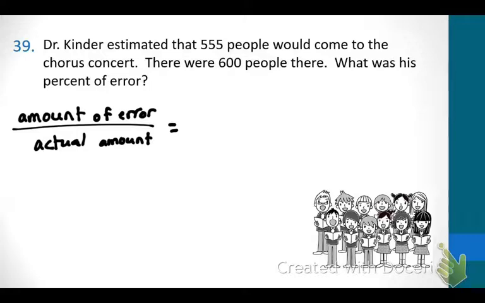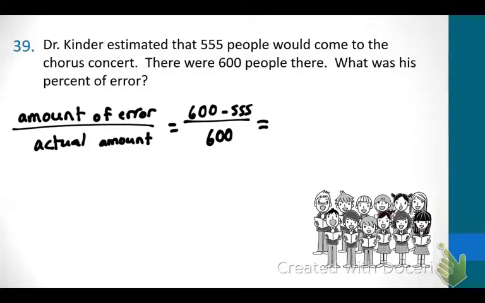We minus it. Very good. Okay, so we're going to take the bigger number, 600, and subtract the 555. Shania, how many people were actually there? What was the actual amount? Very good. 600 people were there.